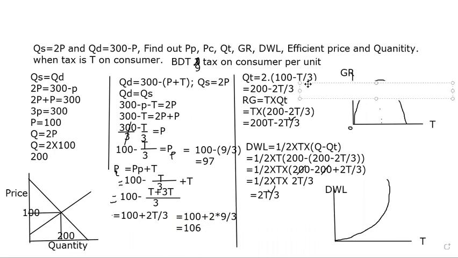Right now, quantity of taxes, you can put below here. Quantity of tax is 200 minus 2t. So 2t is equal to represent 9/3.